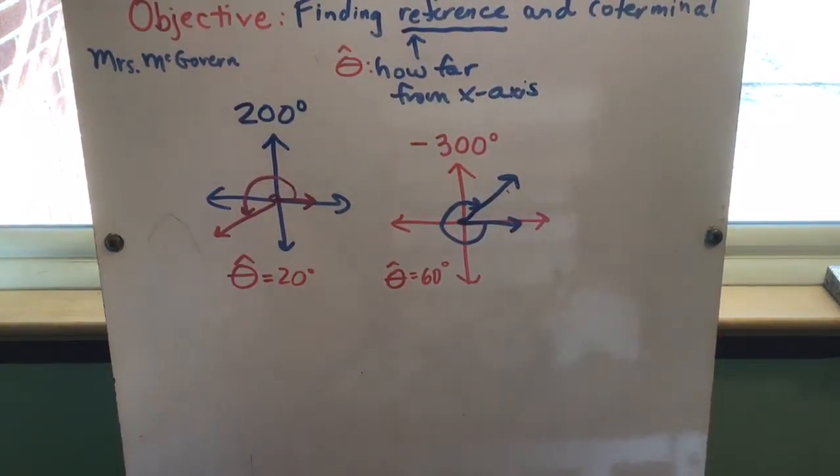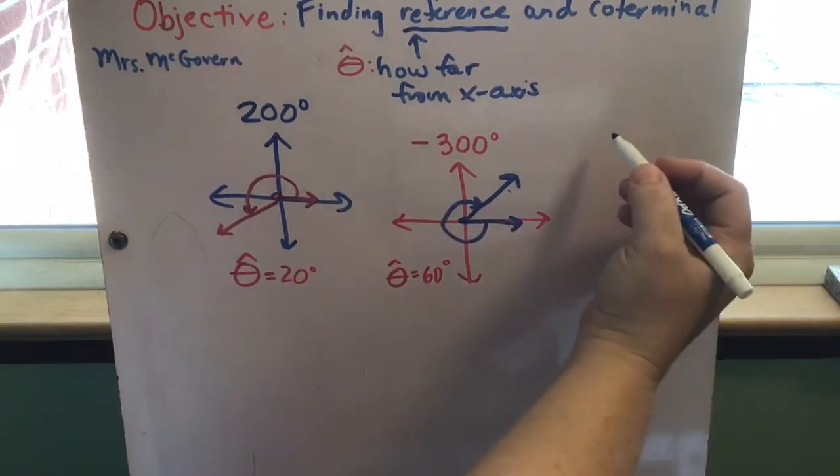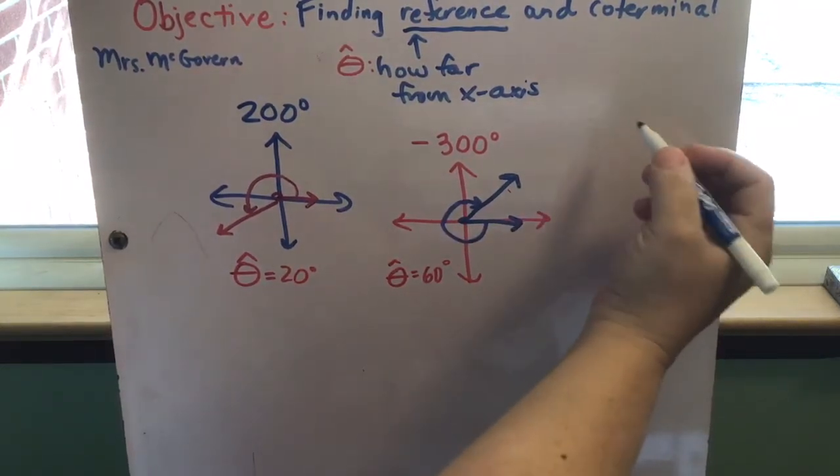Reference angles are always positive. Even if the original angle is negative, the distance to the x-axis is always a positive number. This also works if we go beyond 360 degrees, beyond a full rotation.